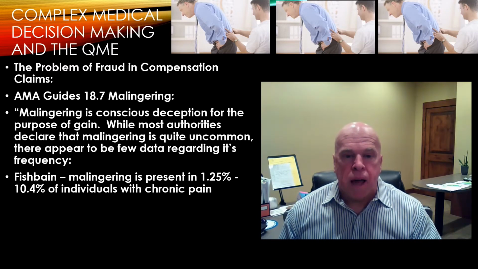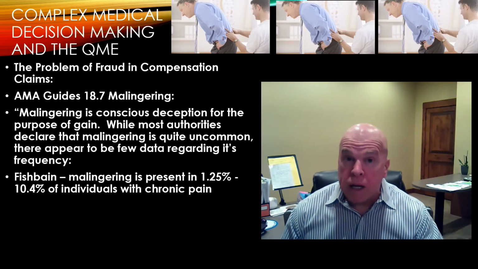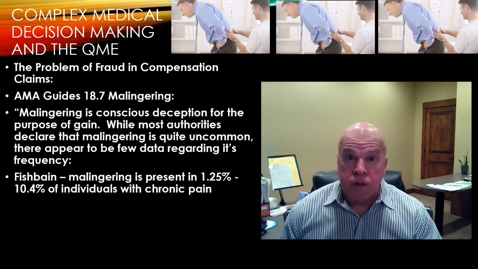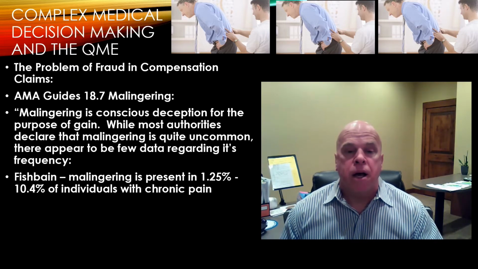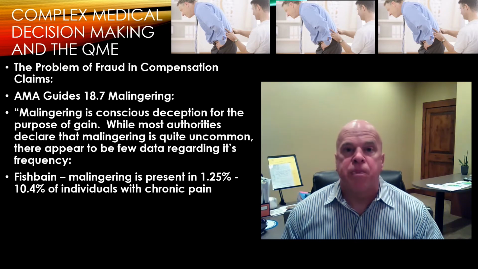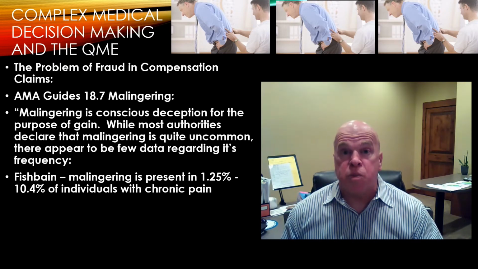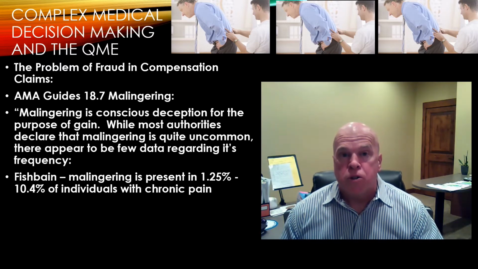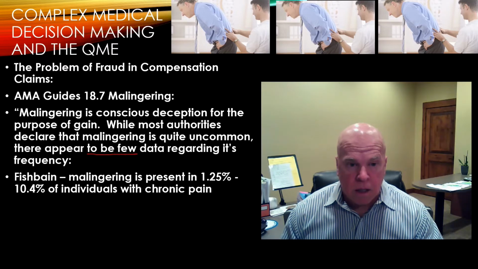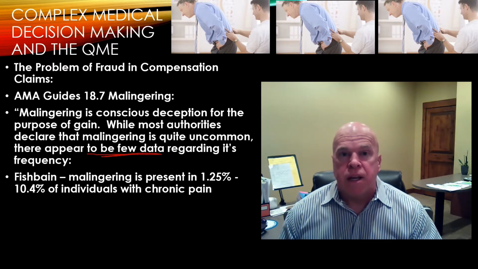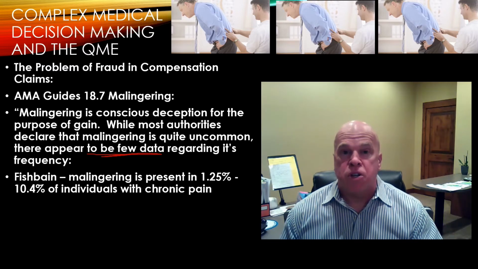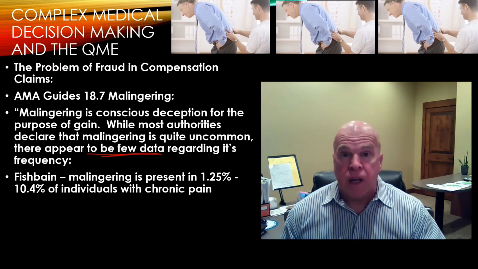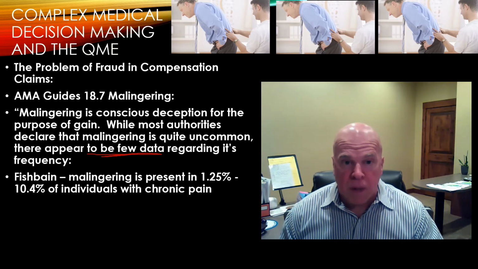Now, the guides tell us that most authorities declare that malingering is quite uncommon. There appear to be very few data regarding its frequency. And here the AMA guides cite at least 3 or 4 studies that talk about the frequency of malingering in the medical setting, and specifically in regard to compensation claims. So let's go over the few data cited by the AMA guides, and I encourage each of you to read each one of these references. They are available in Chapter 18, and it's a good study for you to read these studies and learn about malingering in various different scenarios involved with compensation claims.